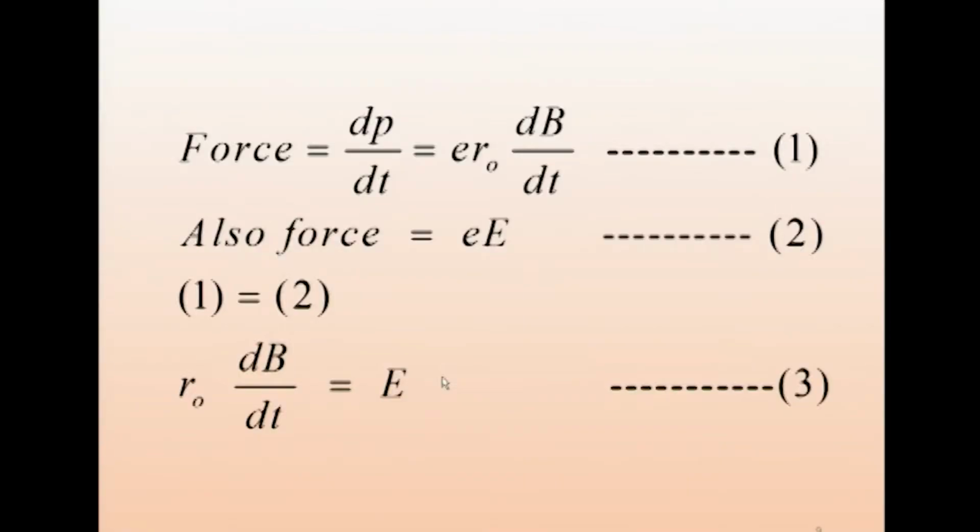See, what is the electric field? Electric field is force experienced by unit charge. Now, here the charge of the electron is e. So, the force is eE. This is also force, equation 1 is force, equation 2 is also force, 1 equals 2. So, I can write this equal to this: r naught dB by dt equal to E. We are just equating the two. Now, we have found an expression relating the electric field and the rate of change of magnetic field.